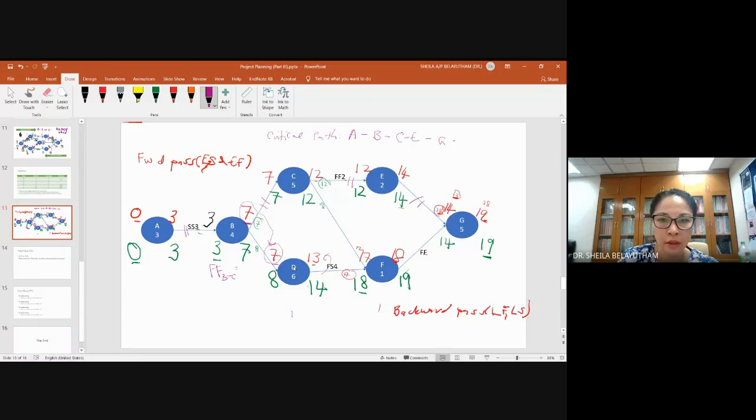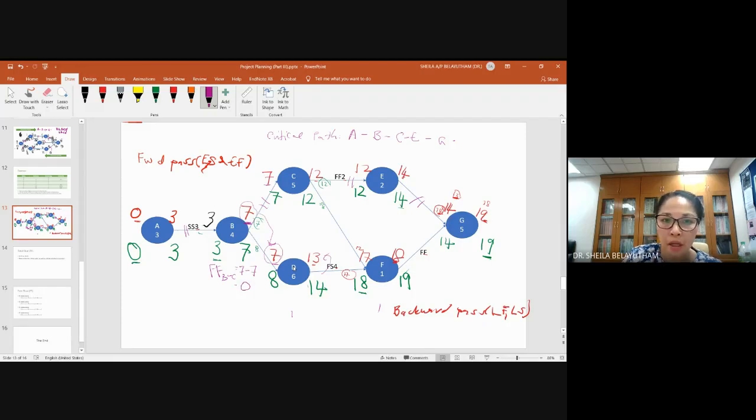B to C. I want to see that from the time B finishes, because it's a finish to start relationship, from the time B finishes, before C starts, is there any time period in between? So from here we can get the early start of the next activity, which is activity C, 7, minus the early finish of the current activity, which is 7. It shows the free float of 0.